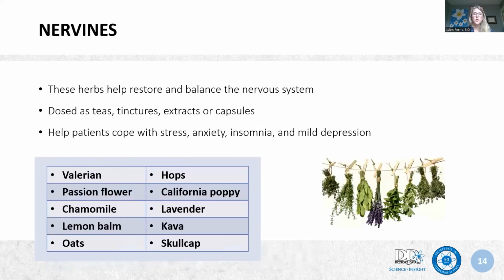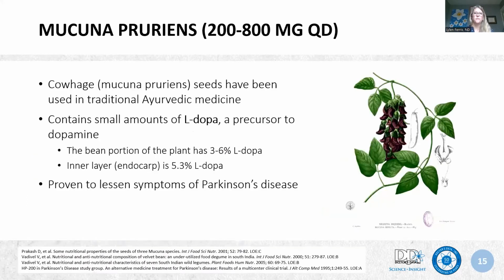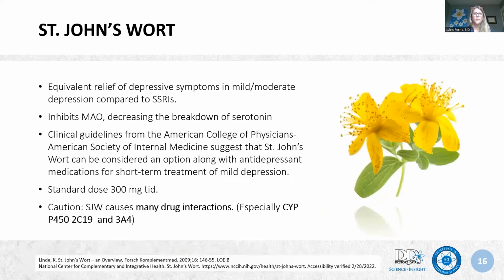And then nervine herbs are also a consideration. These herbs help to restore balance in the nervous system to help patients cope with stress and anxiety and insomnia and even mild depression. Now, Mucuna pruriens is a great herb to have in your tool chest. It's an Ayurvedic herb that's been used to treat Parkinson's in India. It contains L-dopa or levodopa, which is that precursor to dopamine, so it can support low catecholamine levels.